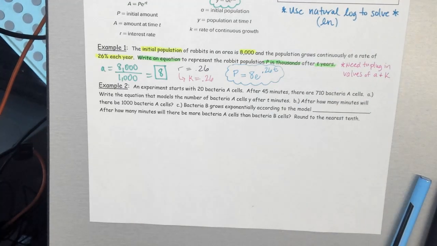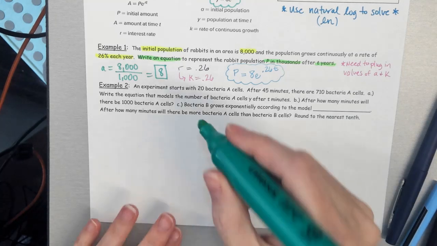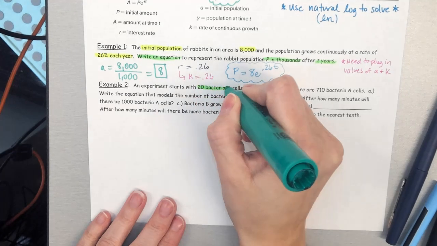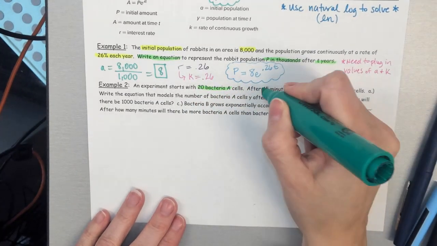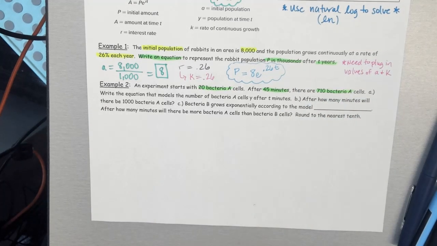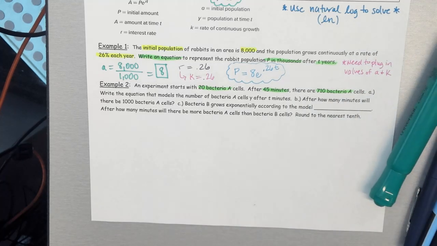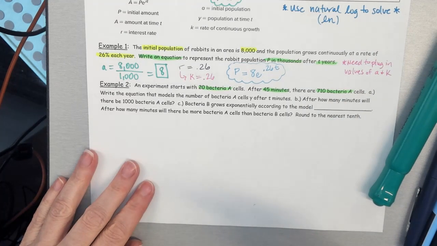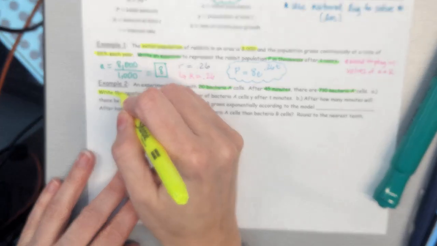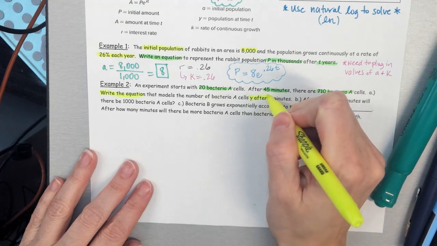Right, and then for example 2, it says an experiment starts with 20 bacteria A cells. After 45 minutes, there are 710 bacteria A cells. For part A, we are going to write the equation that models the number of bacteria A cells, y, after t minutes. So you're writing an equation, y, after t minutes.